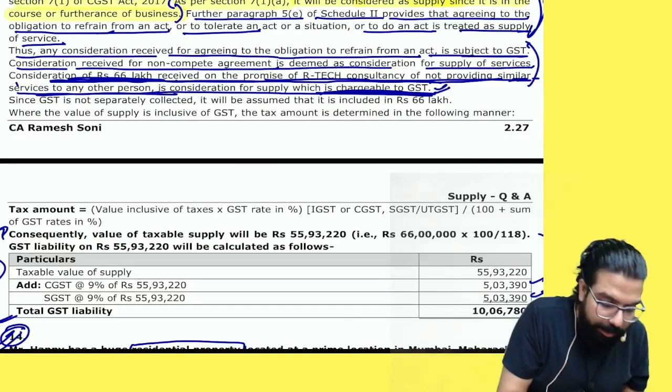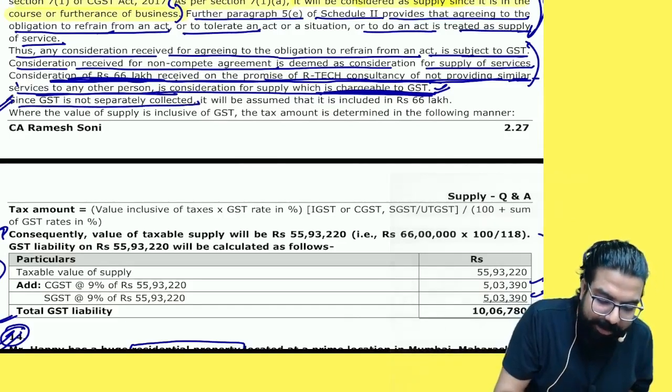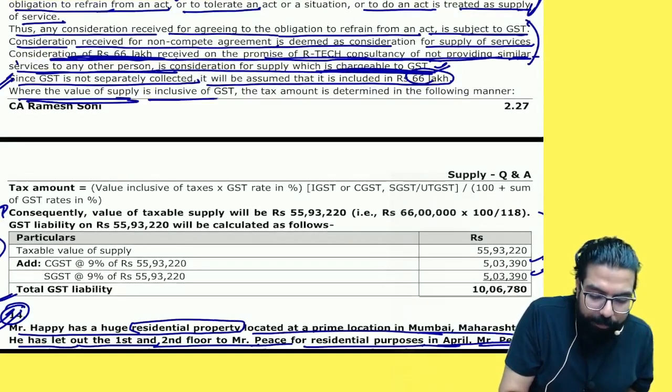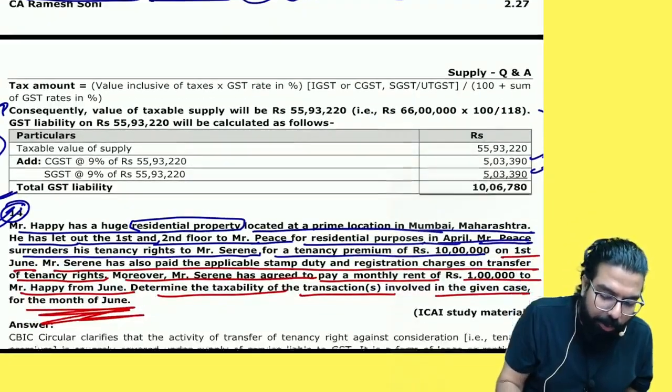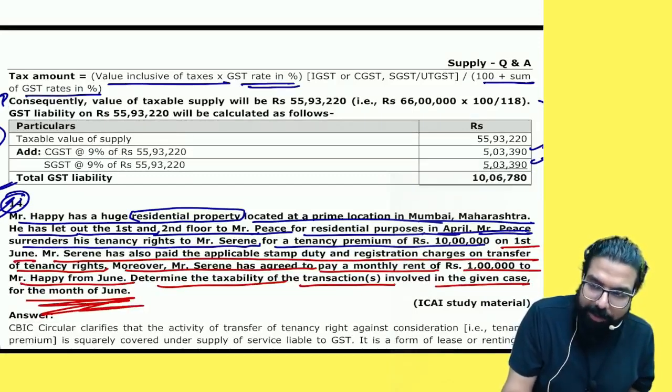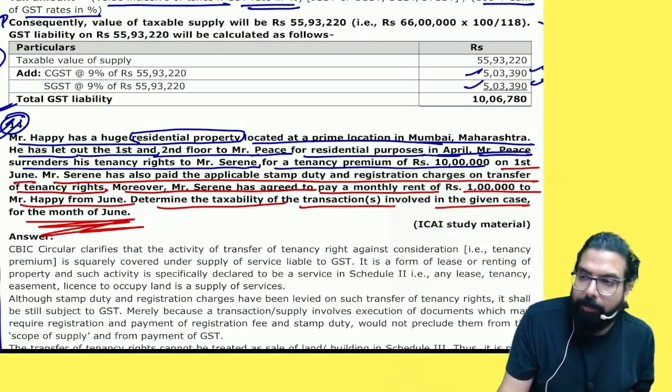Then, since GST is not collected separately, it will be assumed to be included. Where the value is inclusive of GST, the tax amount is determined as follows: value divided by 100 plus GST rate, into the GST rate. And that is how they got the GST amount.